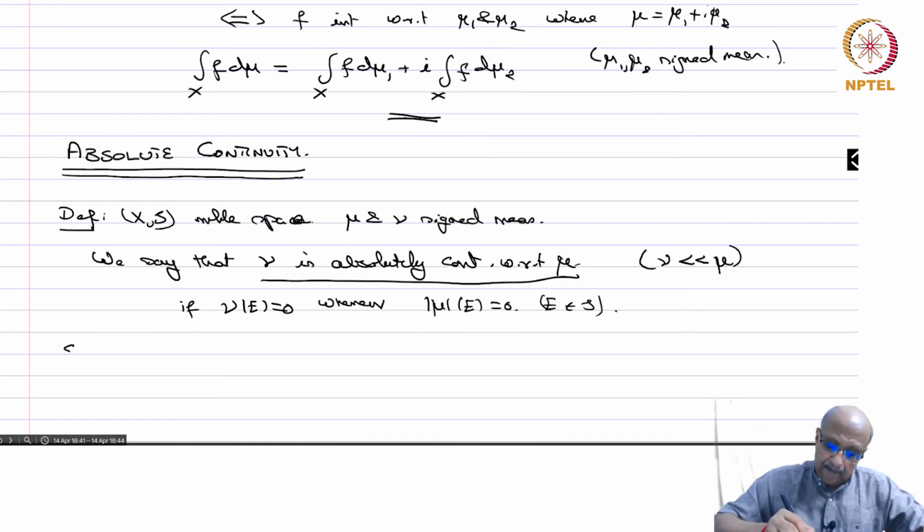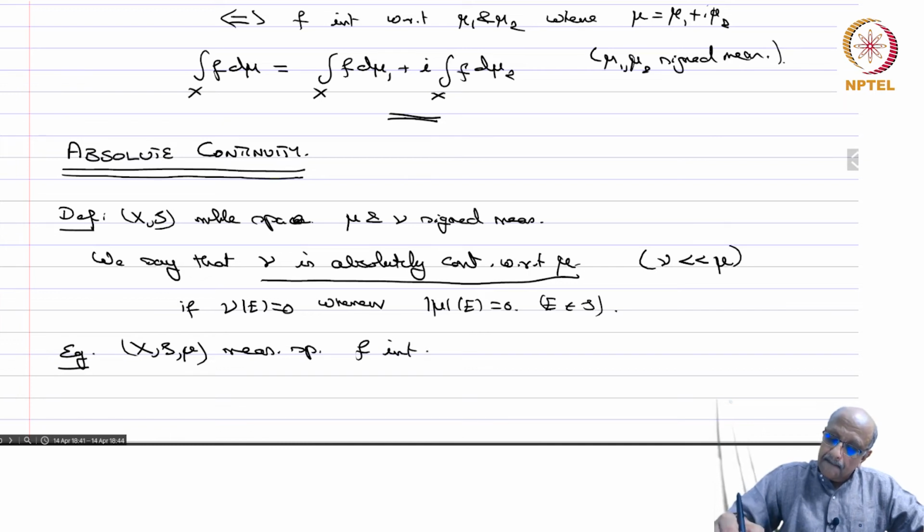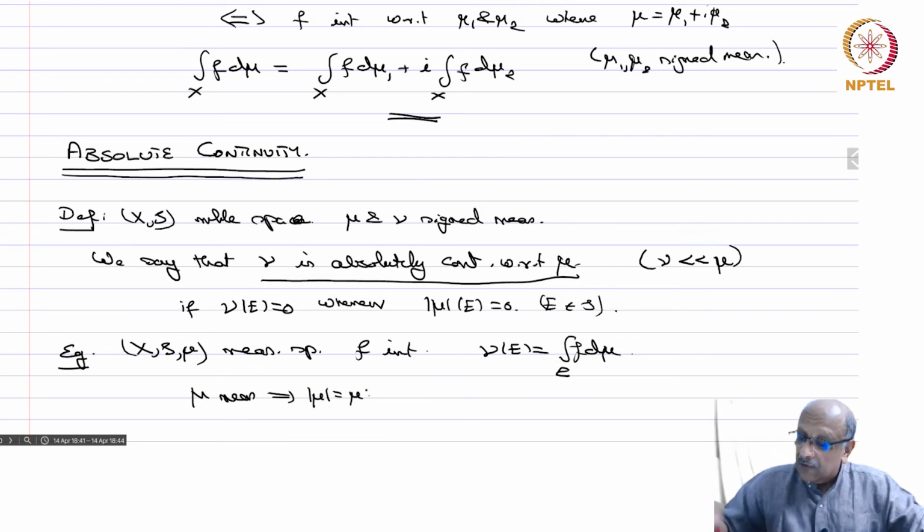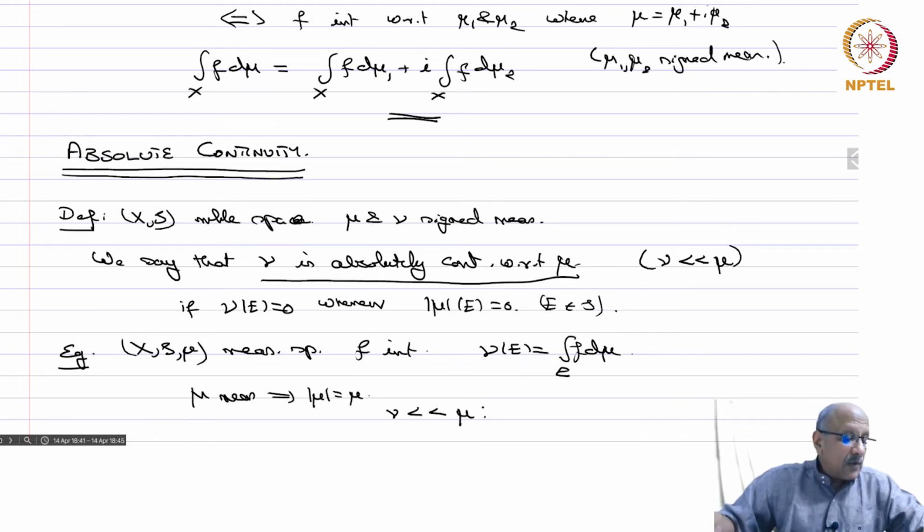Okay, so example: X, S, mu a measure space. This is the example we've already seen. F integrable and nu of E equals integral over E of F d mu. Since mu is a measure, mod mu is the same as mu. It has no lower variation, so the whole set is a positive set, and therefore nu of E is zero when mu of E is zero. So this is clear: nu is absolutely continuous with respect to mu.